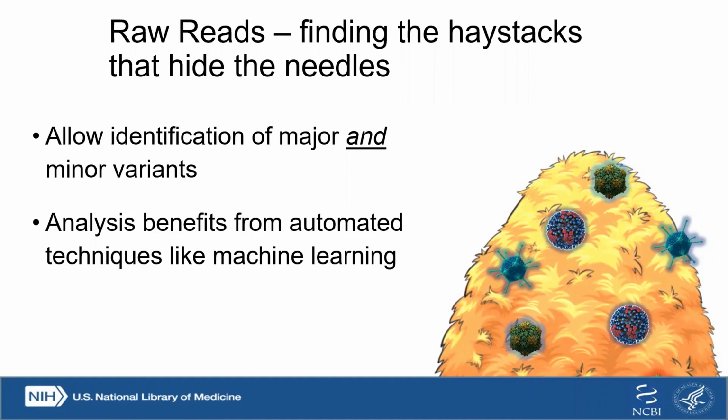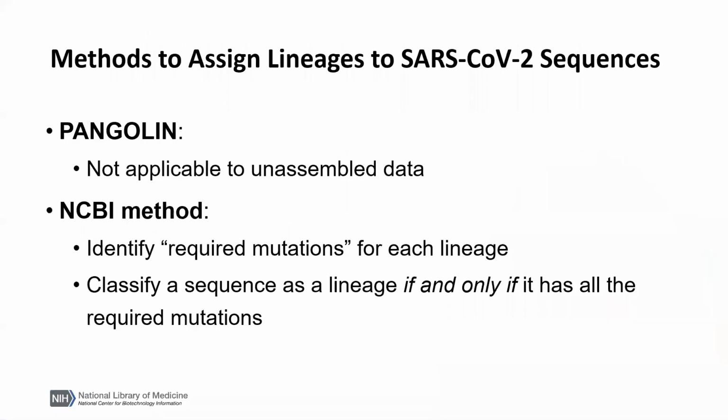The raw sequence data is held in the Sequence Read Archive. You may have heard that called SRA. Because it's not averaged to generate a genome sequence, the data allows identification of major and minor variants. These records are also extremely large, so it's convenient to take advantage of technical tools like cloud storage or machine learning to do analyses. And then we can share the results with a wide variety of people who may not have access to those technical tools.